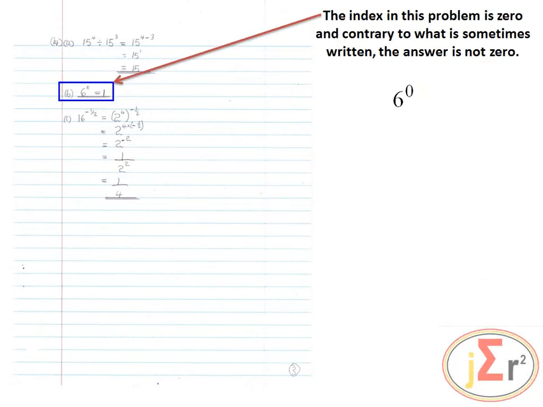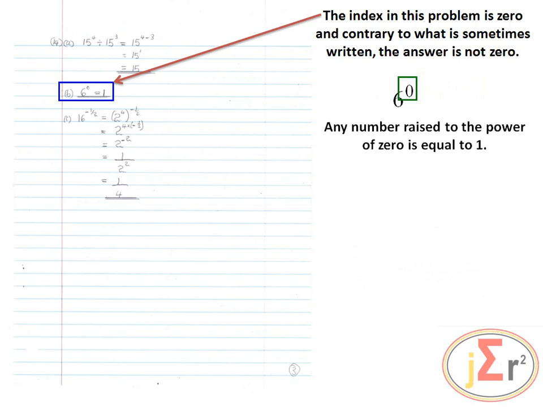The index in this problem is 0, and contrary to what is sometimes written, the answer is not 0. Any number raised to the power of 0 is equal to 1. So 6 raised to the power of 0 is equal to 1. And I think that some way along the way we had 8 raised to the power of 0, or was it 18? But any number raised to the power of 0 is equal to 1.